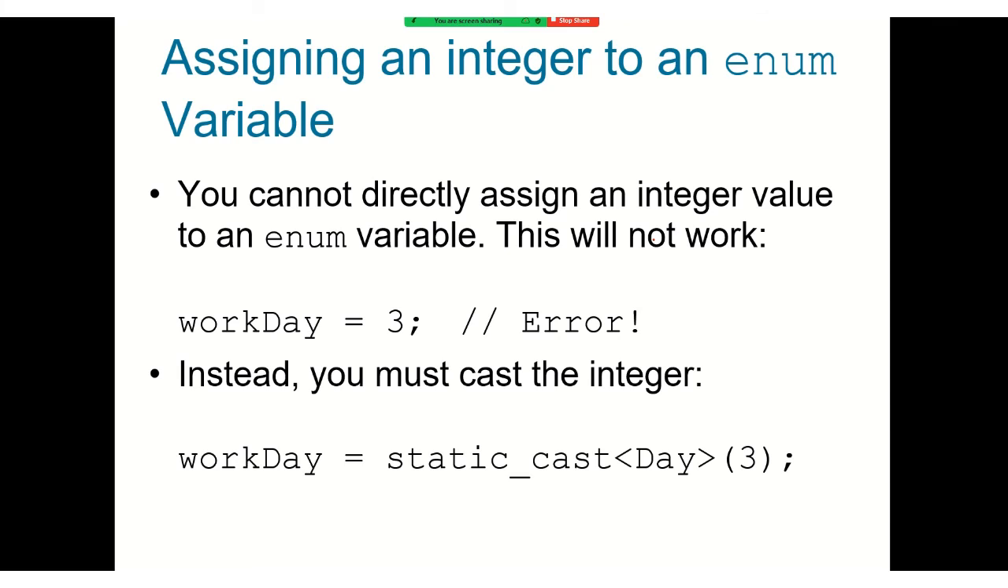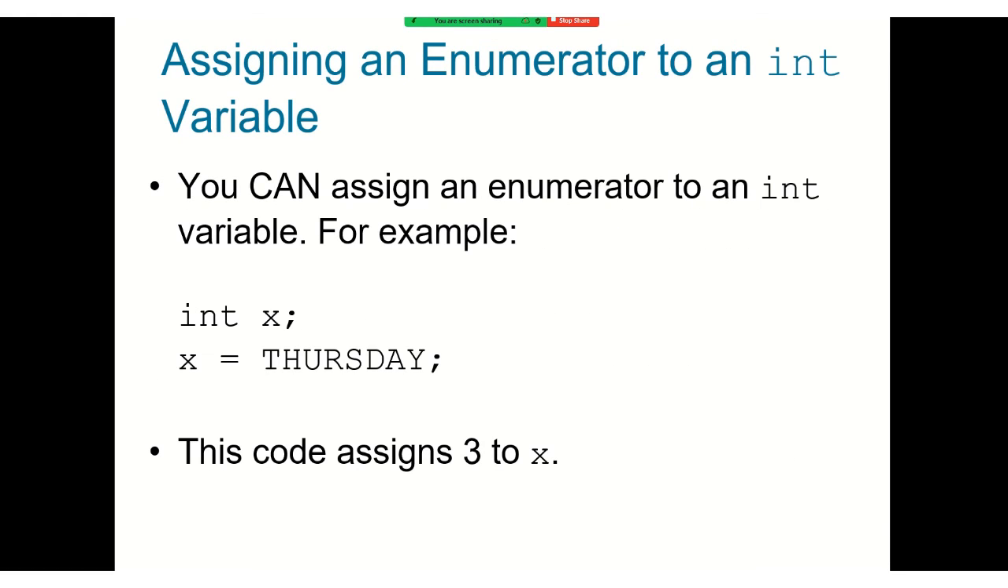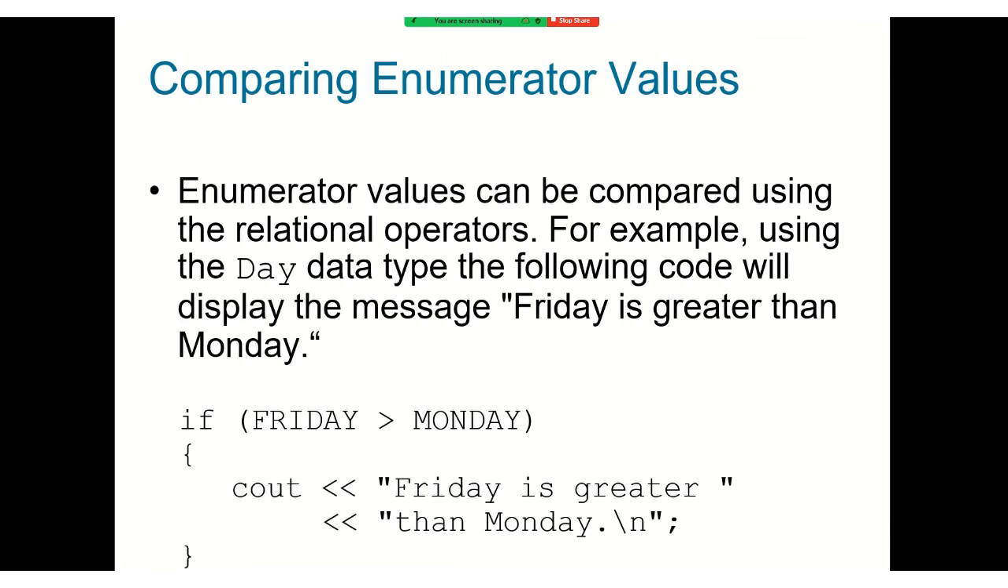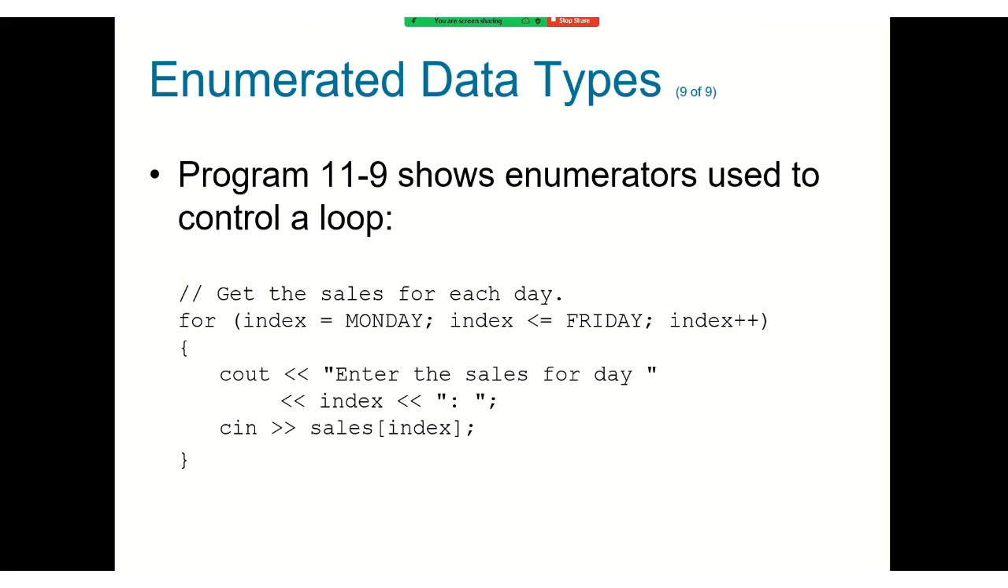That's what I was saying. I mean, if you do this work day equals 3, it won't work because it can assume only certain set of the values. So you have to do a static cast to the integer that way. I mean, by force you can do that, but you can assign an enumerator to an int variable. For example, you can do int x and then x equals Thursday, then it will be 3 from the above example. So you can compare the enumerator values easily because they are basically integers, right?